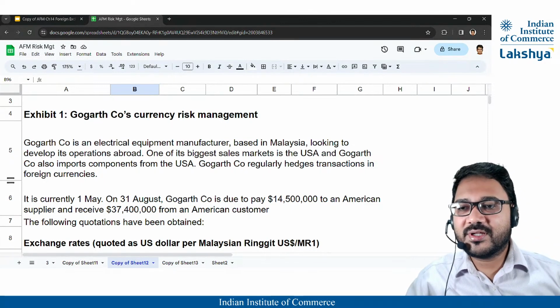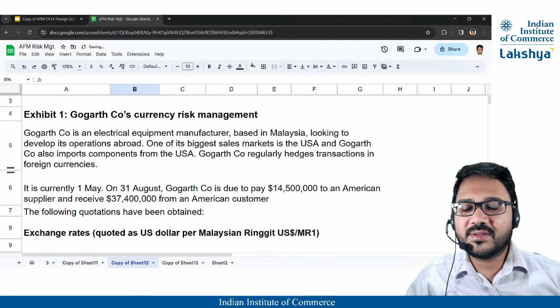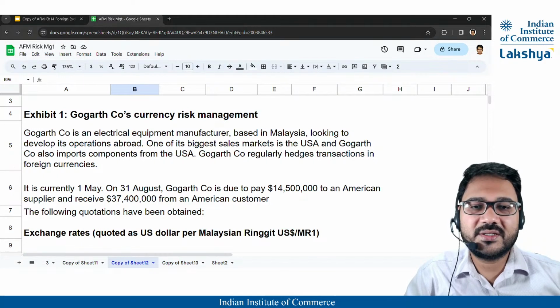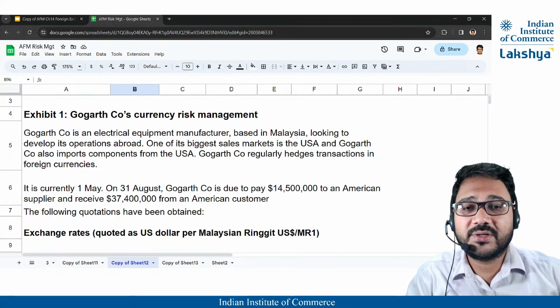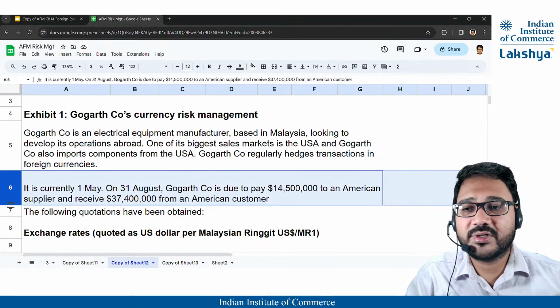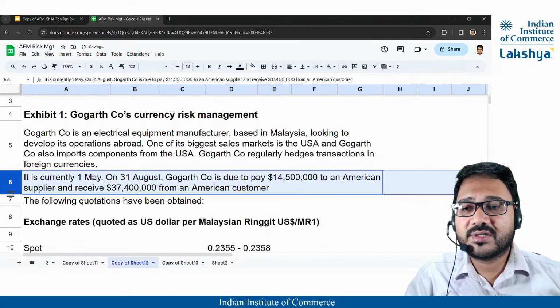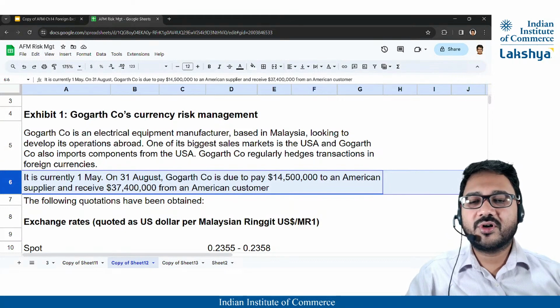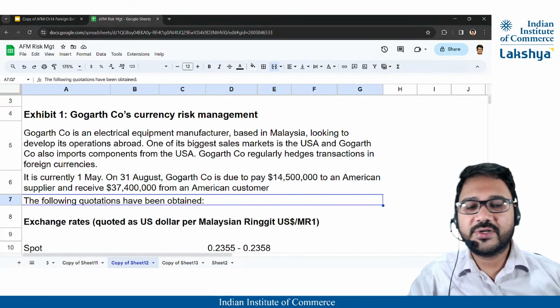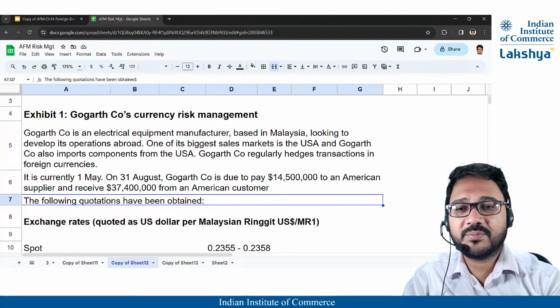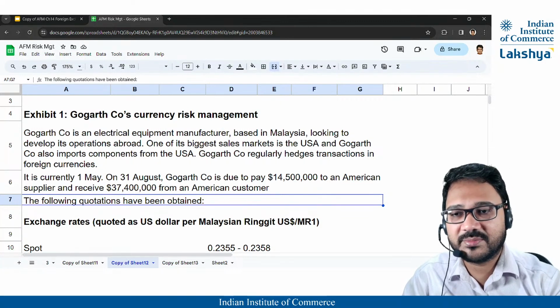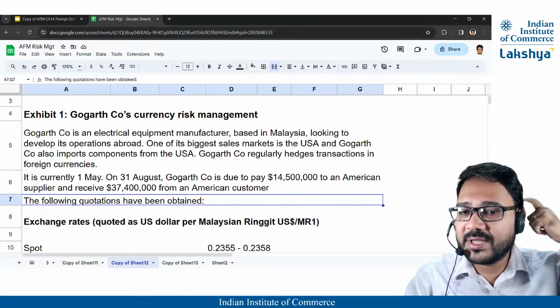Gogart Company is an electrical equipment manufacturer based in Malaysia, looking to develop its operations abroad. One of its biggest sales markets is the US, and Gogart Company also imports components from the US. Gogart Company regularly hedges transactions in foreign currencies. It is currently the 1st of May. On 31st August, Gogart Company is due to pay $14.5 million to an American supplier and receive $37.4 million from an American customer. The following quotations have been obtained.